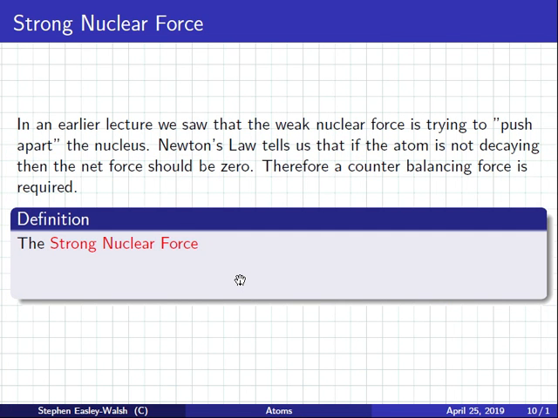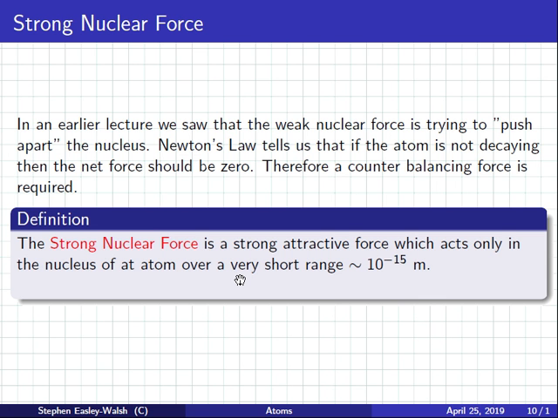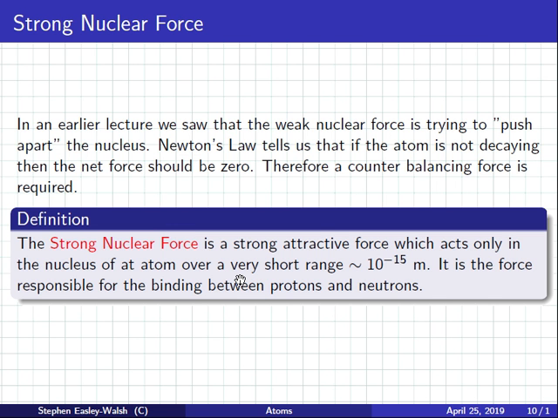So what do you need to know about the strong force? The strong nuclear force is, number 1, strong. Number 2, attractive, meaning it pulls the nucleus together. Number 3, it only works on a small distance, 10 to the minus 15 meters. And number 4, it is the force responsible for binding between protons and neutrons.